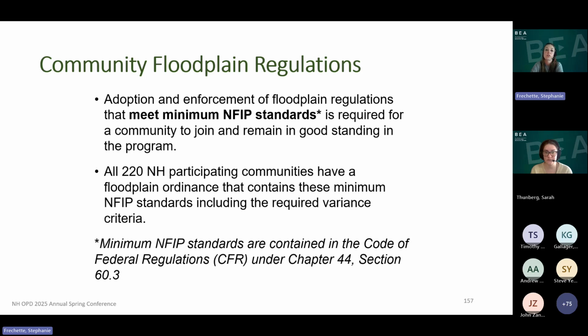All 220 communities in the state have adopted a floodplain ordinance that contains the minimum NFIP standards, including the required variance criteria. There are many communities in the state that go above and beyond these minimum requirements, so they enforce what's called a higher floodplain standard.